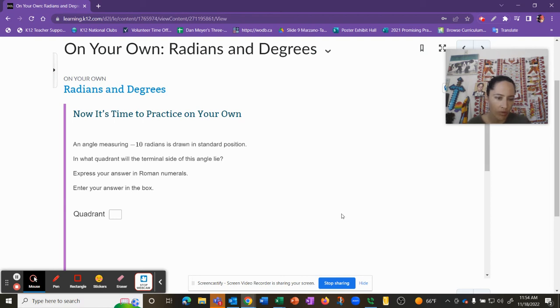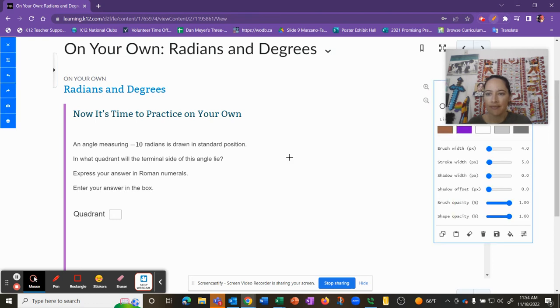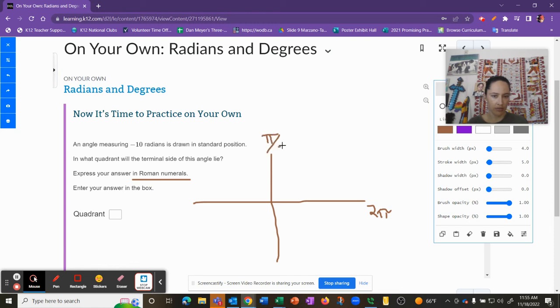Express your answer in Roman numerals. So let's take a look at what they taught us with the unit circle. So we know this is 2 pi. And this is pi over 2. We're going to try it this way. This is pi, 180 degrees. This is 3 halves pi.